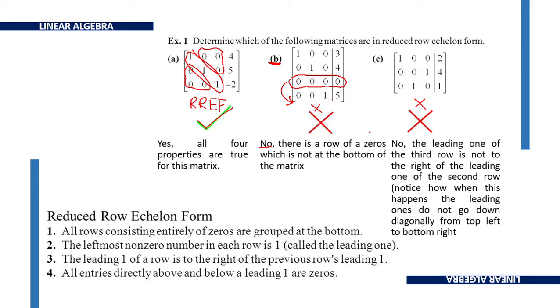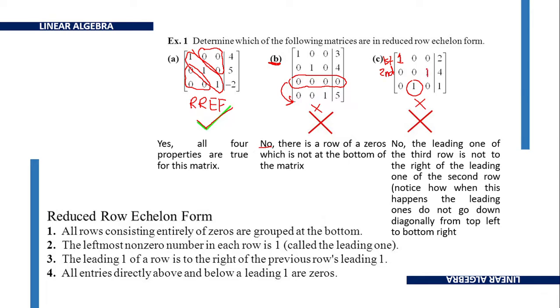Letter C. Ito din daw, hindi siya naka-reduced row echelon form. Bakit? The leading one of the third row, ito yung leading one, di ba? Yung third row is not to the right of the leading one on the second row. Ito yung first row, ito yung second row. Yung leading entry nung first row is andito, yung leading entry naman ng second row is andito.